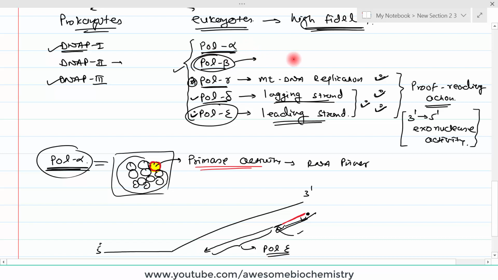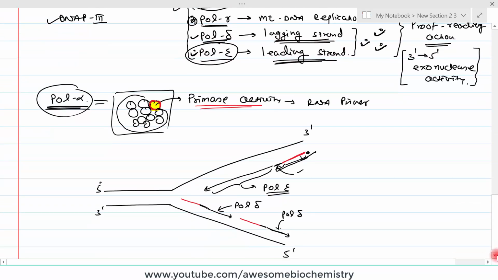Pol beta is also a unique enzyme. It is used for gap filling in DNA repair. Now regarding DNA repair, we will discuss it in future videos, but right now you just need to remember that Pol beta is for gap filling in DNA repair. So summarily, Pol alpha for the primer and small piece of DNA, Pol beta for gap filling in DNA repair, Pol gamma for mitochondrial DNA replication, Pol delta for lagging strand synthesis, and Pol epsilon for leading strand synthesis.